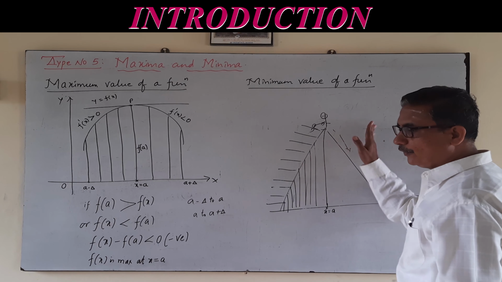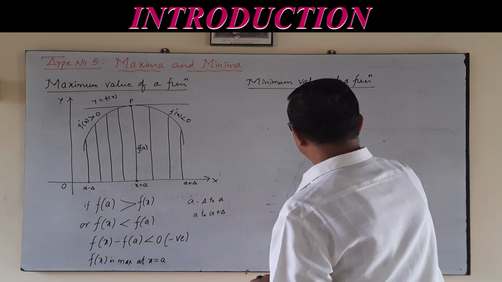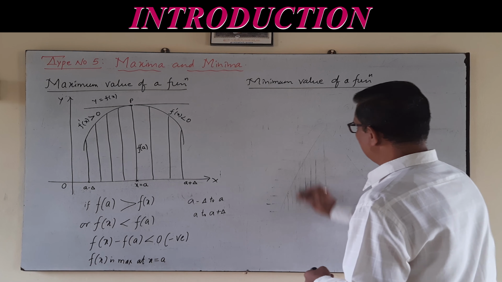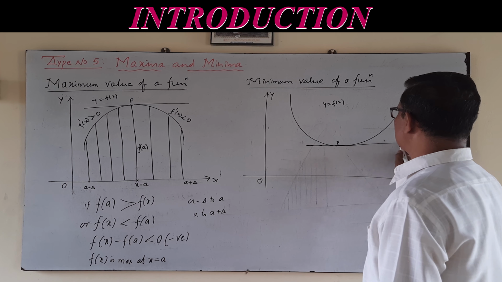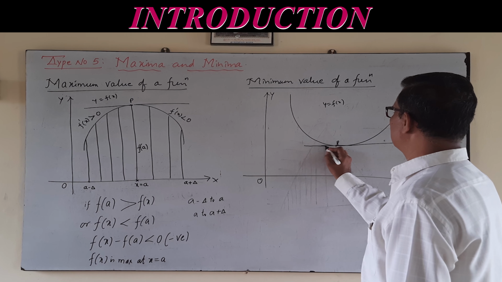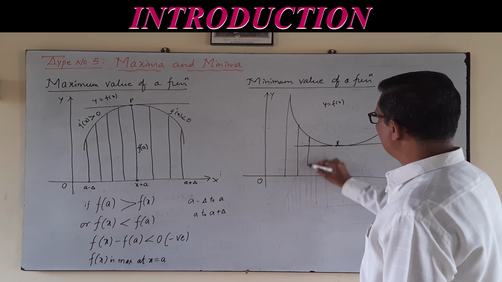Whereas, define the minimum value of a function. It is of the same type, the opposite of this. See what happens, like this. Let x and y exist. O is the origin. Y is equal to f of x be a curve which is a continuous curve. Let P be a point on the curve. From the point P, draw a line which touches the curve. That line is known as the tangent to the curve. Draw the ordinates. These are the ordinates.